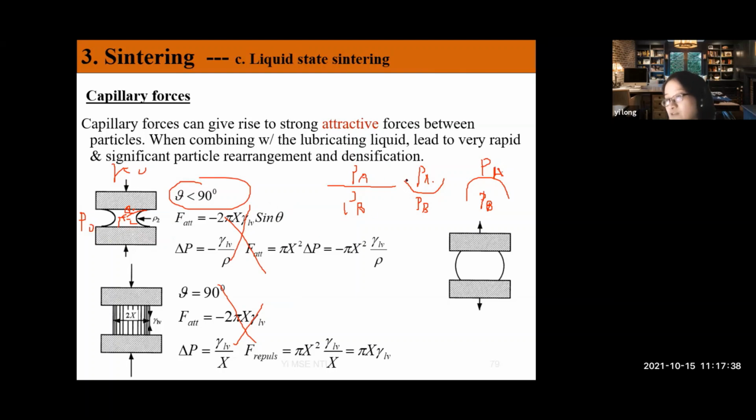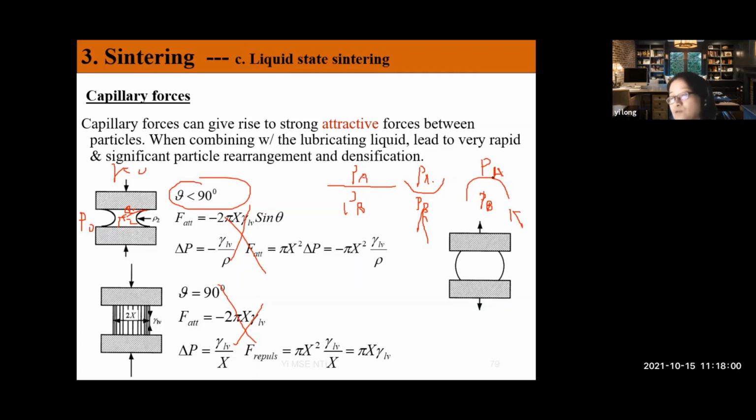But if you have this shape, PA is supposed to be larger or less than PB in order to get some shape like this. Right, larger, good. So if you want something like this, PA is supposed to be larger or smaller than PB.